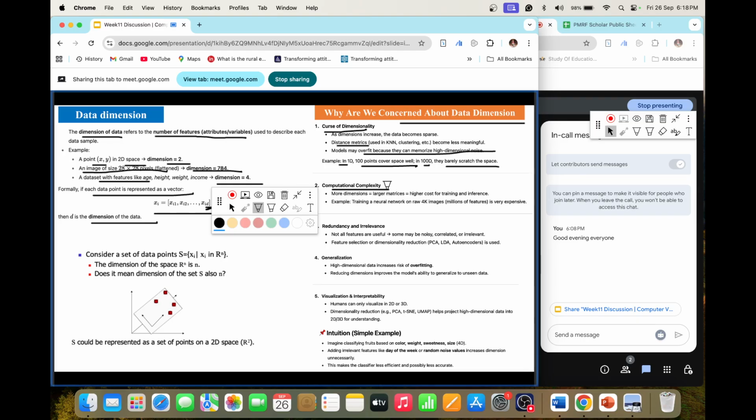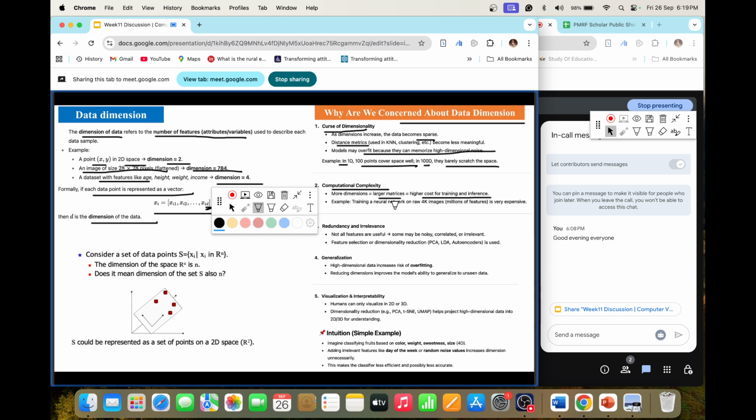The second is computational complexity. More dimensions means we have a larger matrix. I have told you sparse representation means a data point is represented as a linear combination of vectors. So more dimensions make it more sparse, so large matrices are required, with higher cost for training and inferencing. Whenever you train a machine learning or deep learning algorithm, you need to form a large number of matrices, so the computational complexity will certainly increase in training.